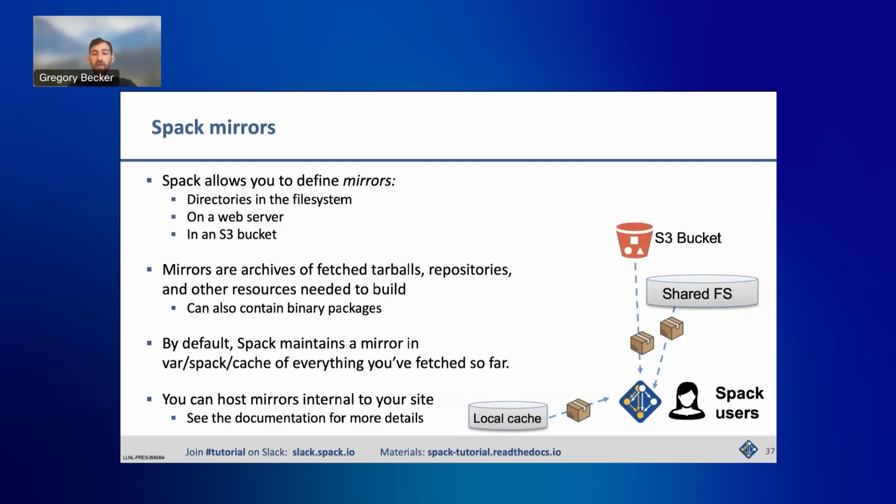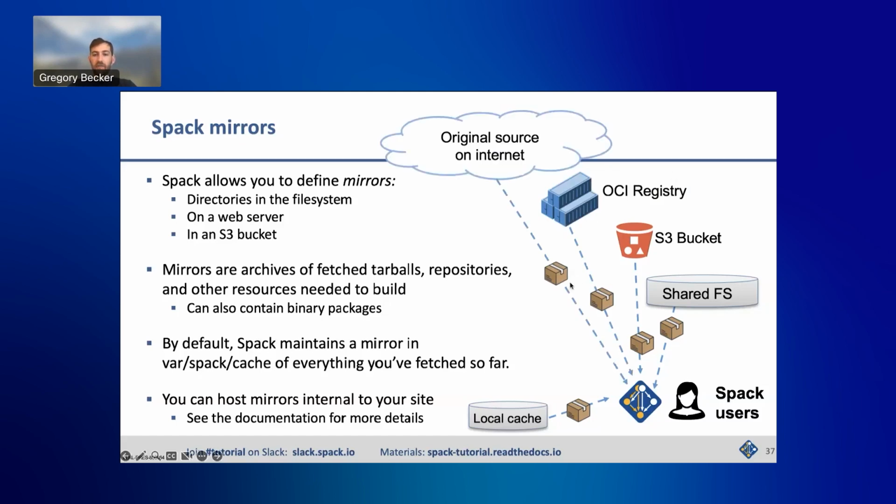We have the global Spack mirror, which is a mirror of everything in Spack. It tends to lag a little bit behind, so it's a mirror of most of everything in Spack that lives in S3. And you can also have mirrors in OCI registries. And then only if the resource that you're looking for is not found in any of your configured mirrors, then Spack will go out to the original source on the internet to download it.